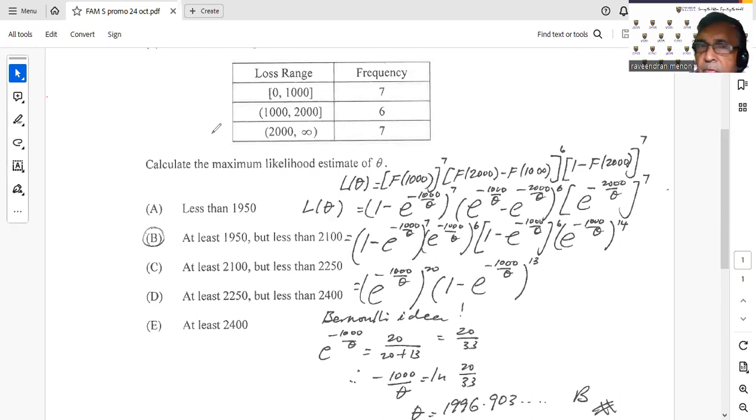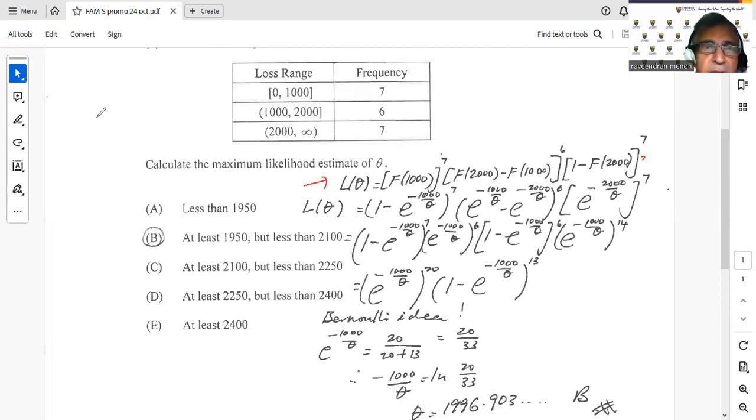The first one will be F of 1,000 minus F of 0, which is 0, so I have F of 1,000. And how many do we have? 7. Good. And for the second class, I have F of 2,000 minus F of 1,000, all raised to the power of 6. And finally, I have 1 minus F of 2,000, all raised to the power of 7. So that's your likelihood function.